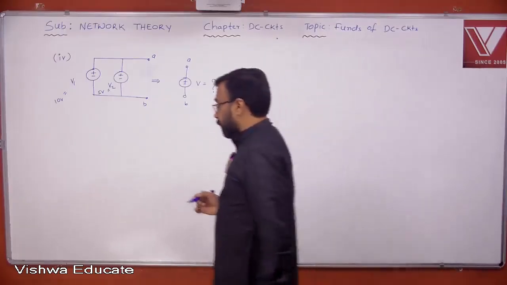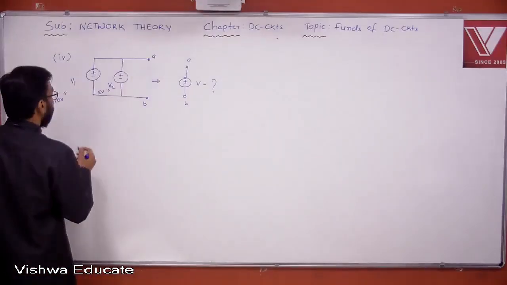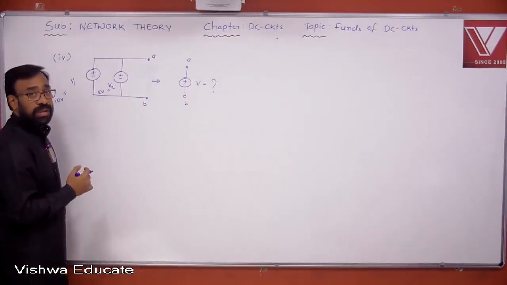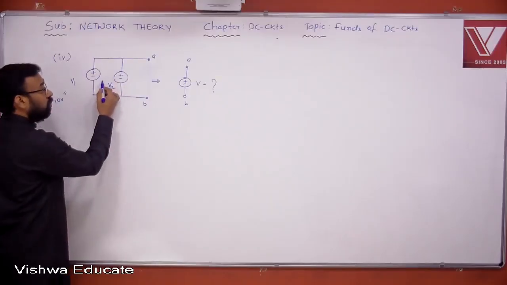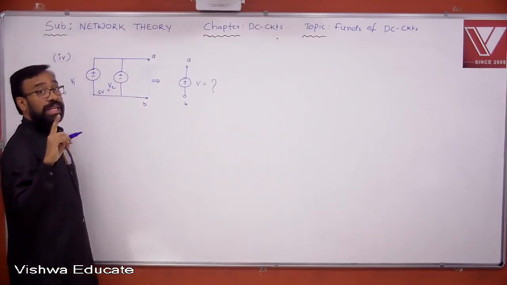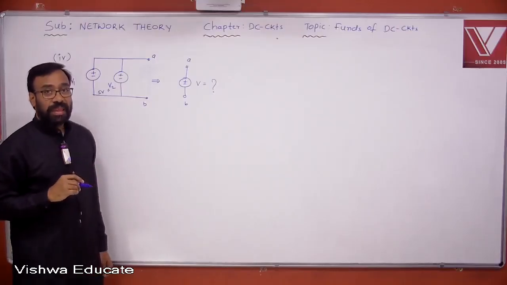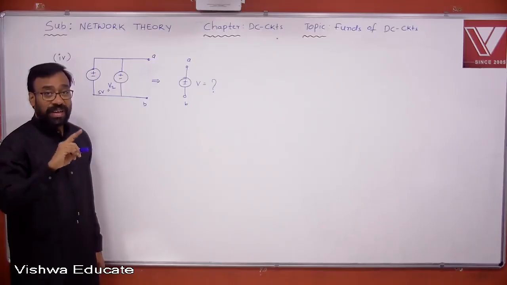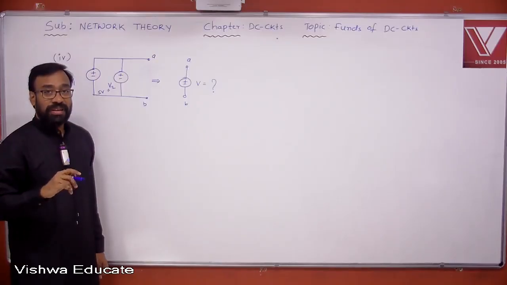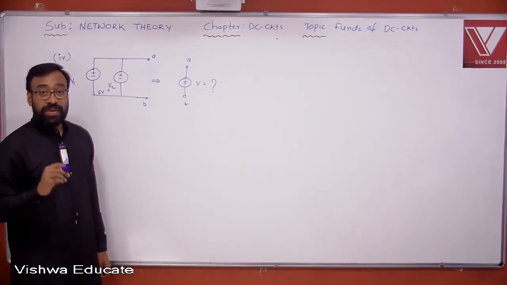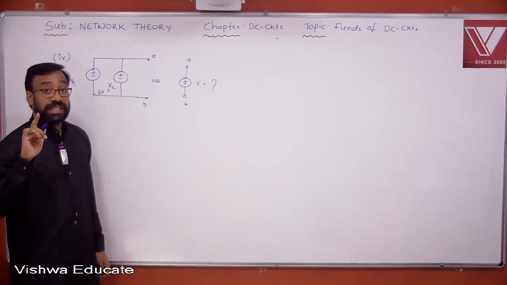If I connect 10 volts and 5 volts, 2 different values, can you observe KVL in this loop? What's happening here? Plus 10 and minus 5, the KVL is not getting satisfied. In whichever loop KVL is not satisfied, as I explained in one of my previous sessions, it results in infinite current. Then it will completely damage the source. That is why we said the given circuit is invalid.